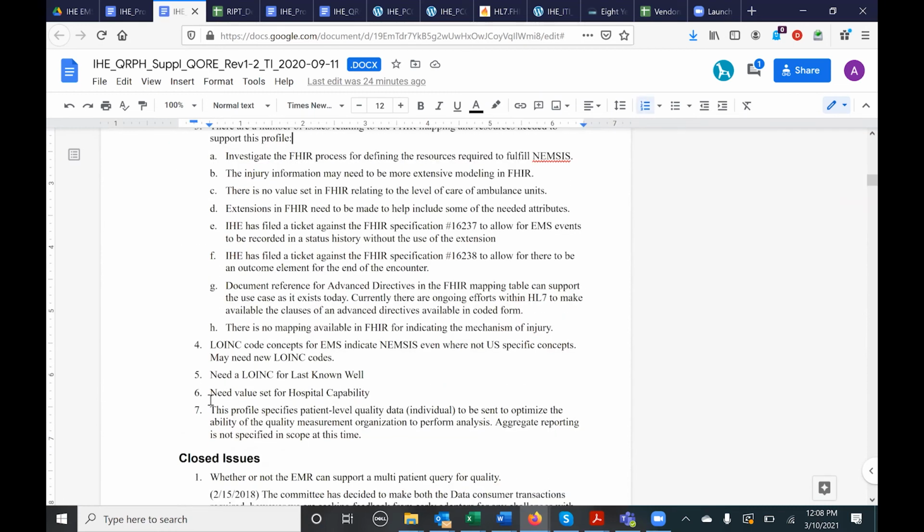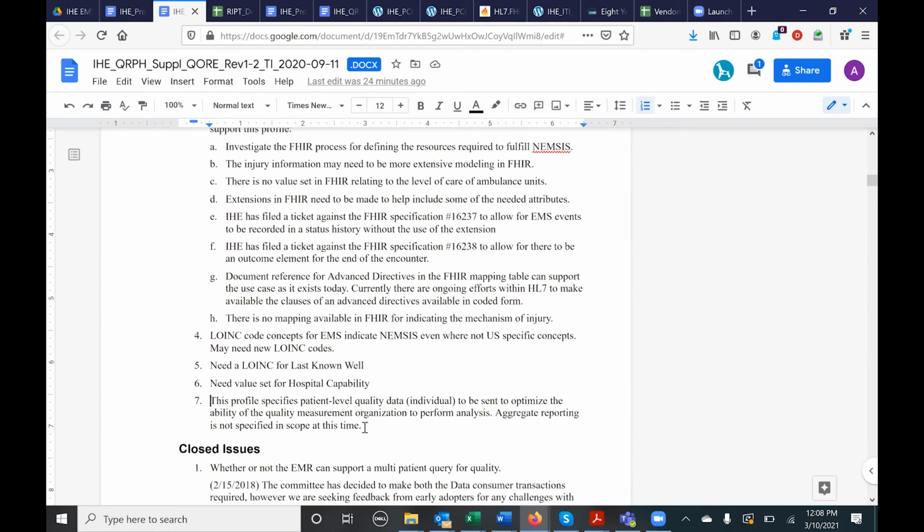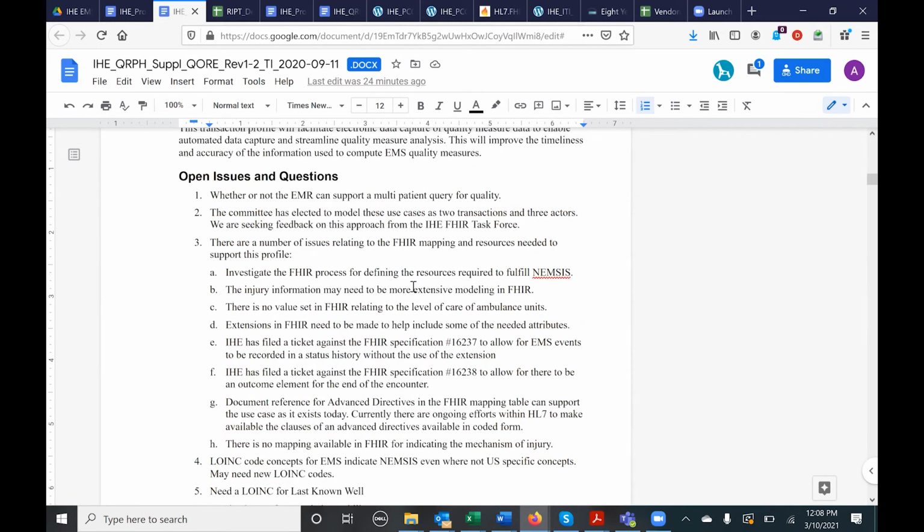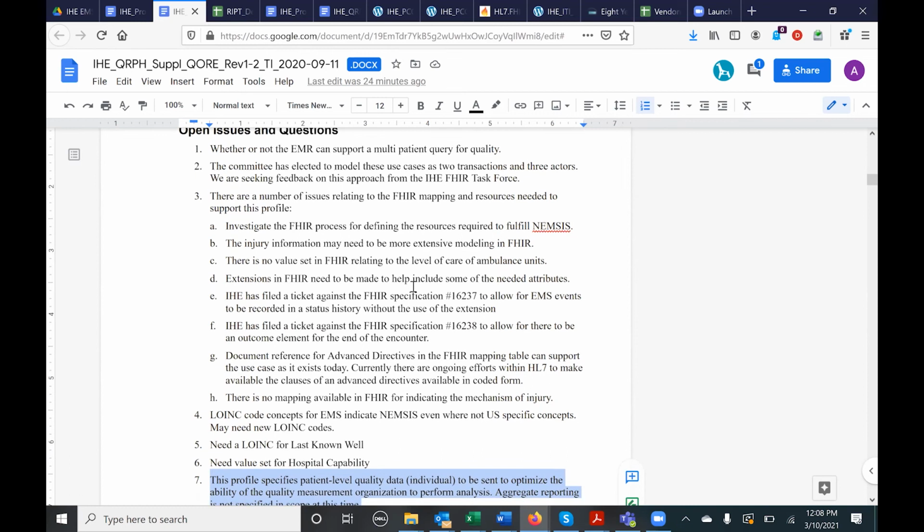Yeah, it's this open issue number 7. So we have a number of open issues up here that we would ideally try to resolve during the project that we're doing here, just to be aware of it. So we have these open issues to be aware of.